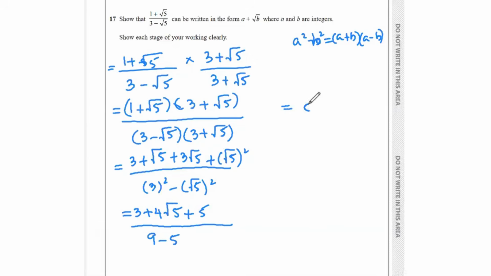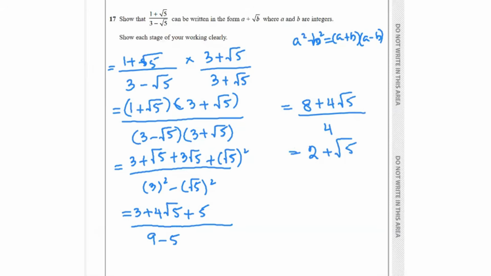So that's going to be 8 plus 4 root 5 over 4. 8 divided by 4 is 2. 4 divided by 4 is 1. So 2 plus root 5 is your answer, where a is 2 and b is 5.